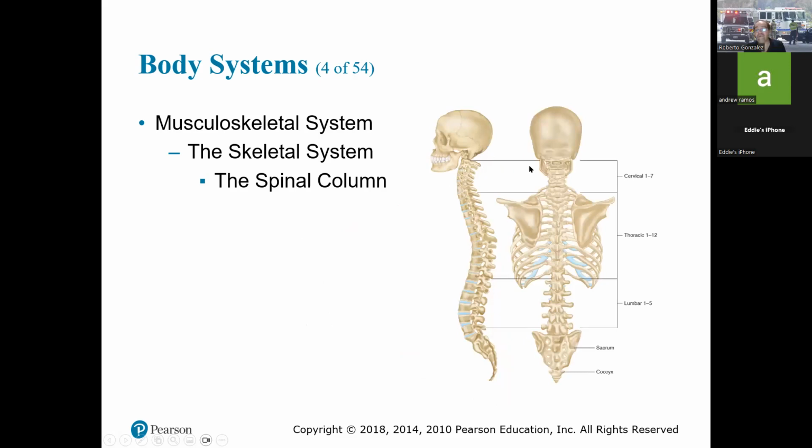Then, of course, you have your cervical area, which has 7 cervical vertebrae. Then you have 12 thoracic vertebrae. You have 5 lumbar vertebrae. And then you have the sacrum and your coccyx, or the coccygeal area right here. And depending on how closely you are related to monkeys, you might have an extra one.